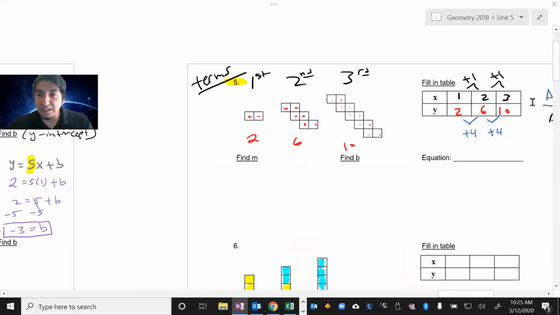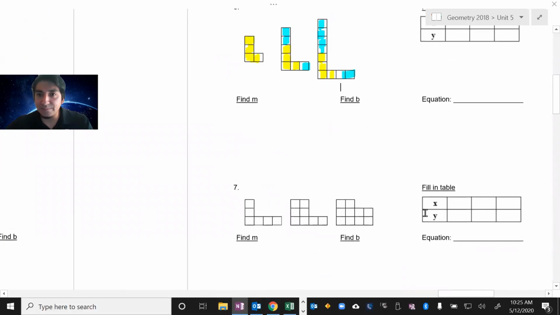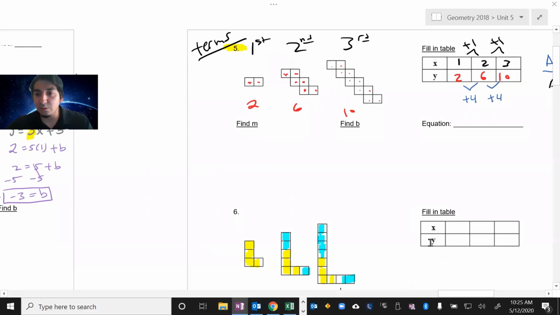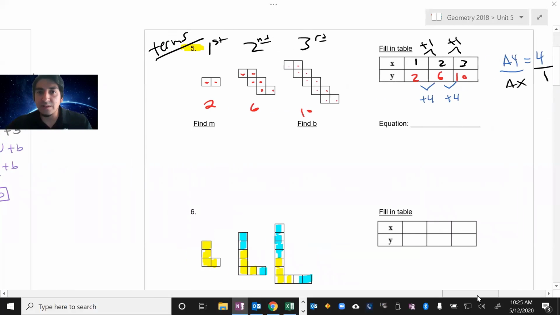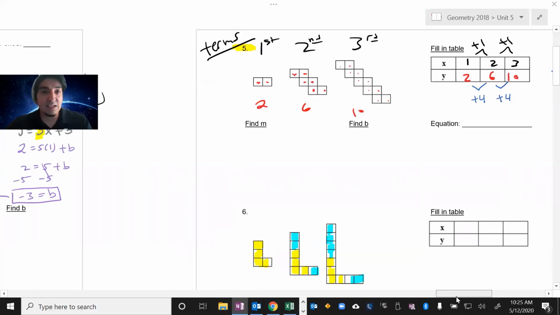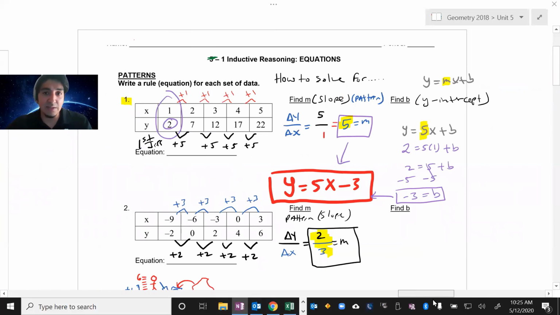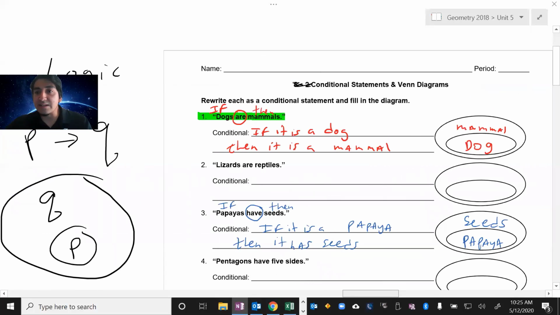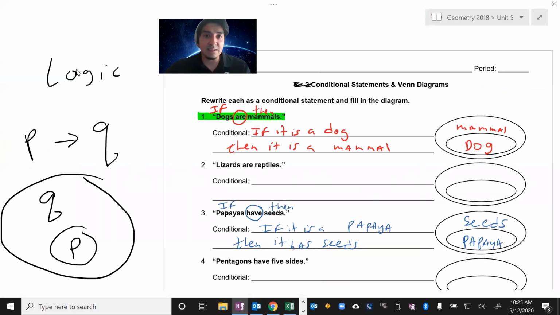Okay, so this is how you look for rules, patterns, and build equations when you're given a set of blocks to create a table, when you're given just simply the table, and when you're given a Venn diagram along the way. Okay, so tune into the next video, guys.